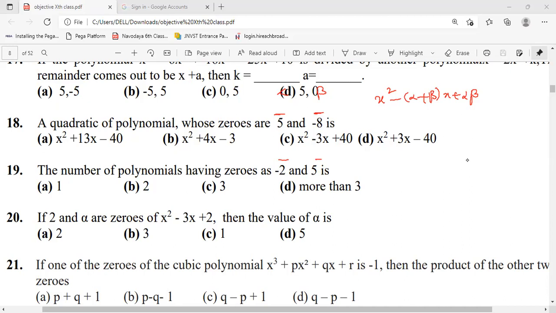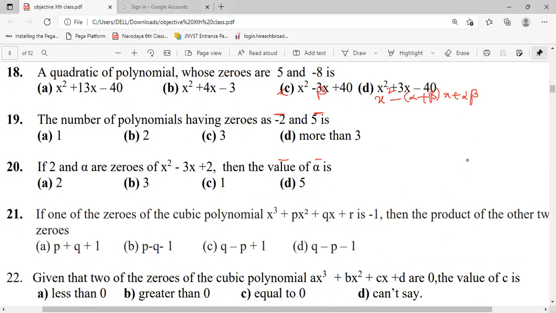Okay. Next, if 2 and alpha are the zeros of the polynomial x square minus 3x plus 2, then the value of alpha they are asking. Already this said, 2 is a zero of this polynomial, and alpha is also a zero of this polynomial. You know the two zeros. That means you can substitute in this equation.